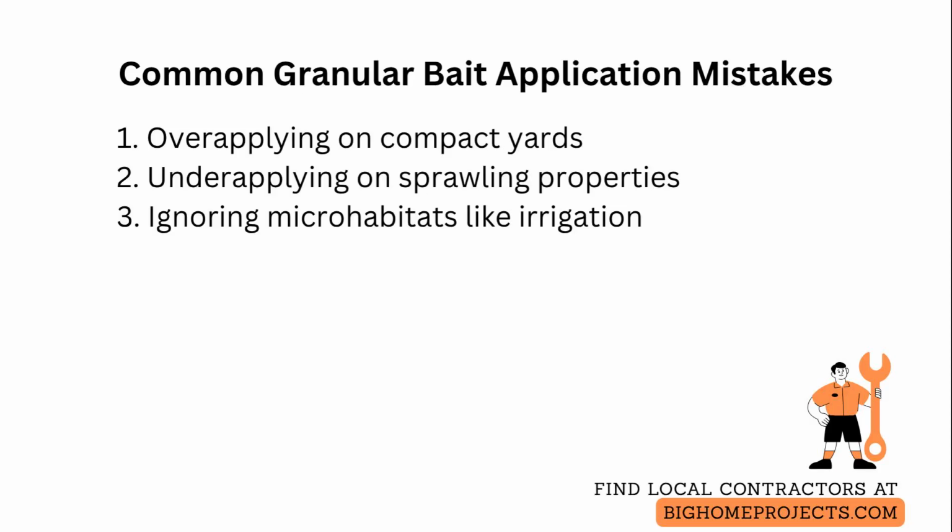To prevent underapplication, map the entire linear footage and treat each segment proportionally, adding small supplemental placements near suspected entry points. For microhabitats, inspect and treat those areas specifically with targeted placements or switch to a complementary formulation designed for turf or void applications.